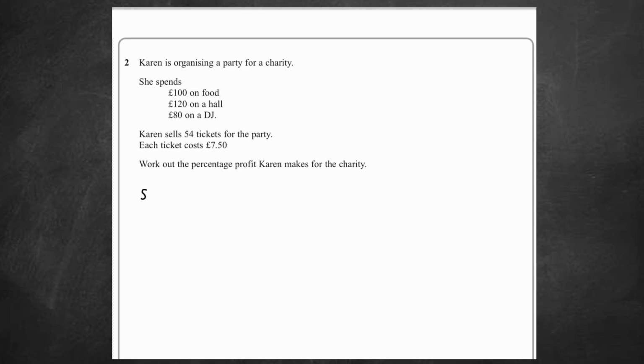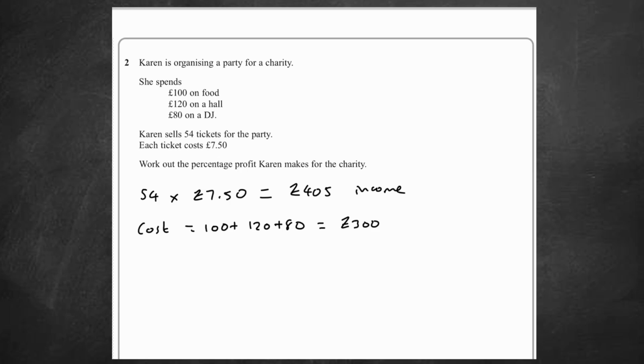So, she sells 54 tickets at £7.50 each. I'll put that into my calculator. 54 times 7.5 is just 405. Income. The cost is going to be 100 plus 120 plus 80, which is just £300. Therefore, her profit is going to be 405 minus 300, which is 105.